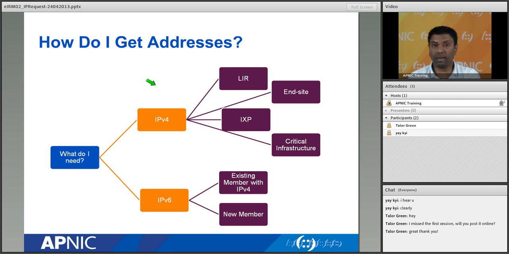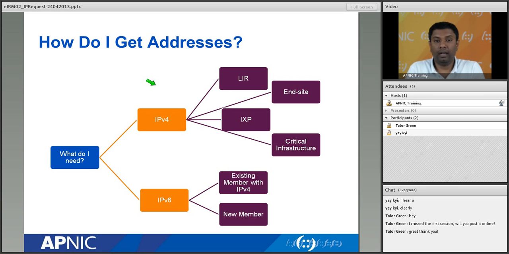So if you're not a local internet registry or an ISP, say for example, an enterprise or a bank is not an ISP, then how will they get an address? For them, we have another criteria, which we call small multi-homing request. If an organization is not a service provider, not an ISP or an LIR, they still can get an address from APNIC, but they need to show APNIC that they will be multi-homed. Either they are multi-homed now or they will be multi-homed.